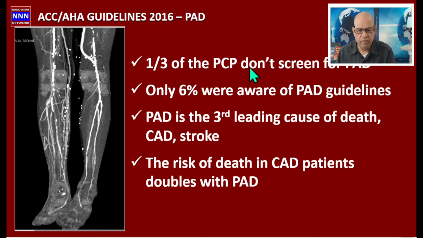One third of the PCPs don't screen for peripheral arterial disease. And I'm going to tell you, we don't need to screen every person walking into the clinic. If you're seeing 40 patients, if 20 of them are below the age of 20, we don't need to screen those patients. But if you have 10 patients who have multiple risk factors, which I'm going to talk about in a minute, they need to be screened for peripheral arterial disease.